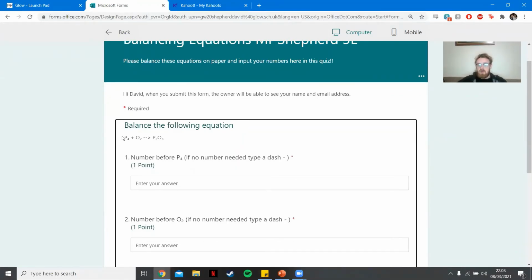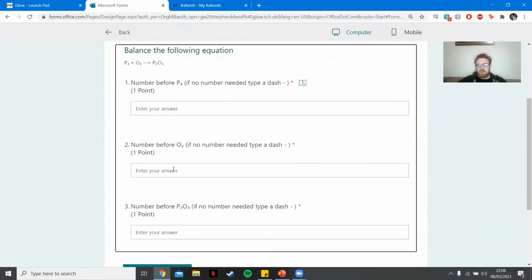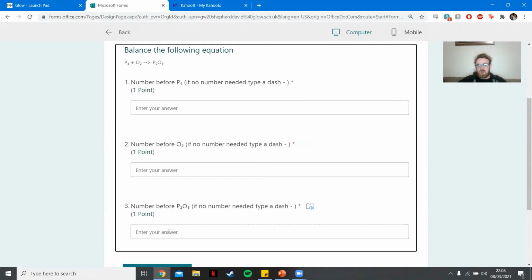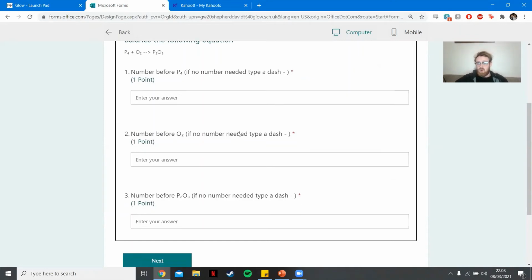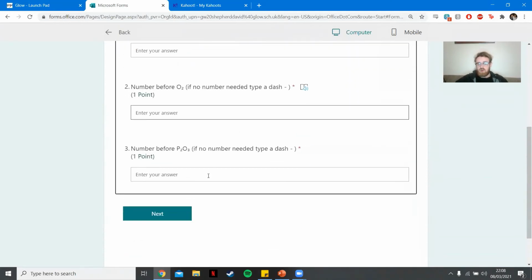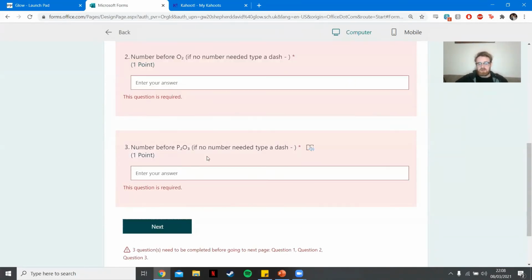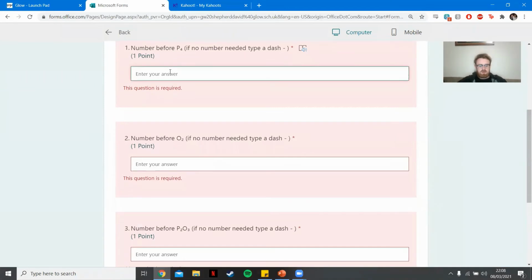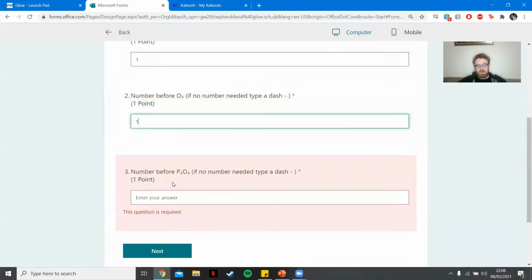If you end up with a number before any of these molecules, then you input it here. So if there's a number before P4, put it here. There's a number before O2, a number here. If in your balanced equation there is no number, you've just left it as it is, put a dash. If a dash is the correct answer, if there's no number there, a dash will come up as the correct answer. That is how these work. Once you've done the first one, go to next. Let me just put 1 for every one of them.